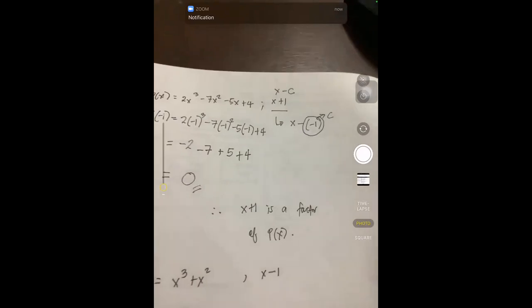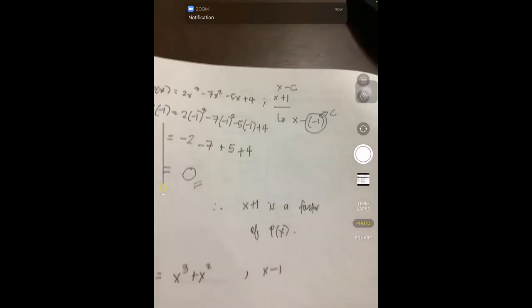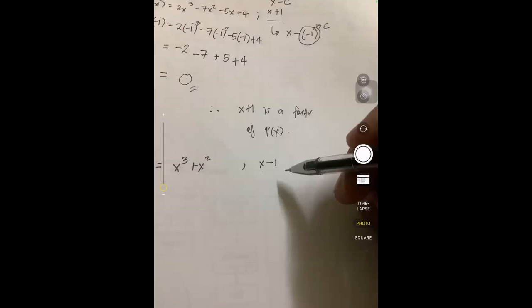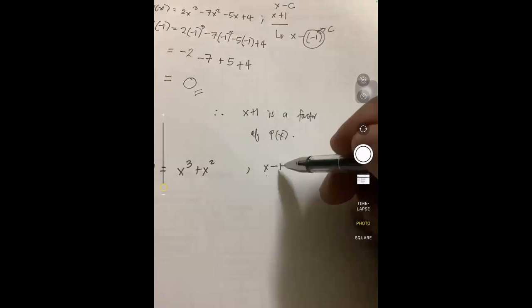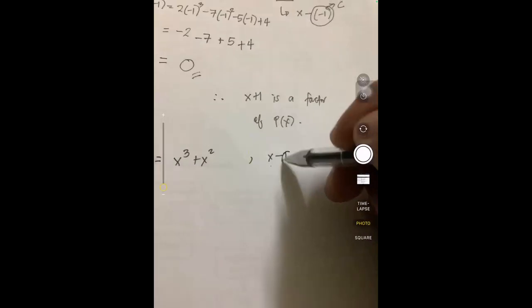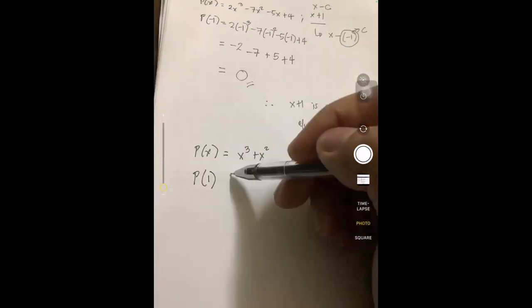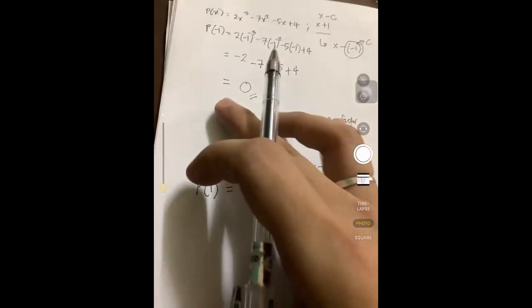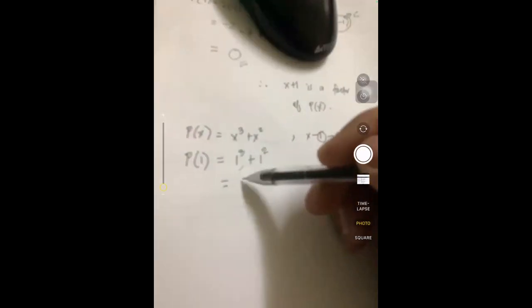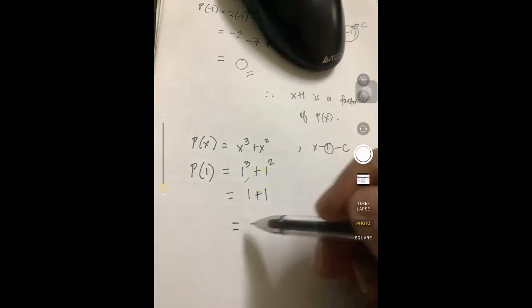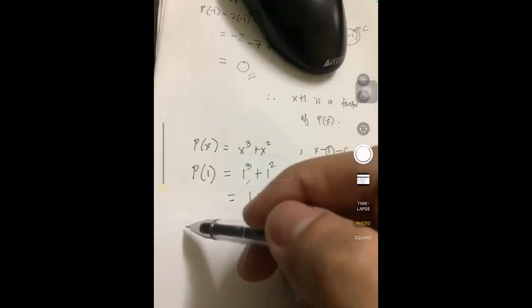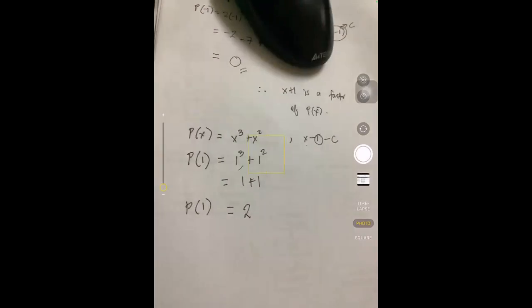Okay, so I hope you're ready. Here, 1 is actually the value of c. So I will try now to substitute 1 here. That is equal to 1 cubed plus 1 squared. So that is actually just equal to 1 plus 1, which is equal to positive 2. So therefore, p of 1 is equal to 2.